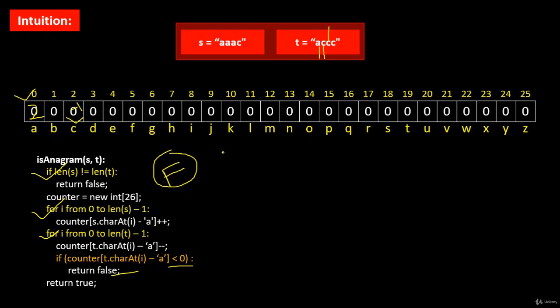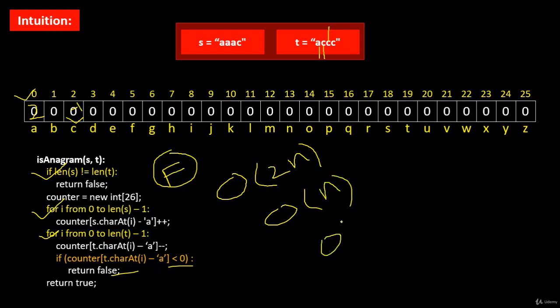And this solution will take O(2n) time complexity, since we're traversing these two strings. So the overall time complexity is O(n), and the space complexity is O(26), which is equivalent to O(1). So this solution will take linear time complexity and constant space complexity, and this is how we can optimize this solution. Now let's take another example to understand it clearly.